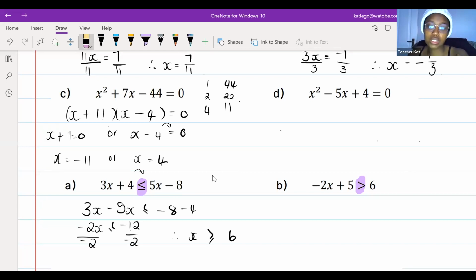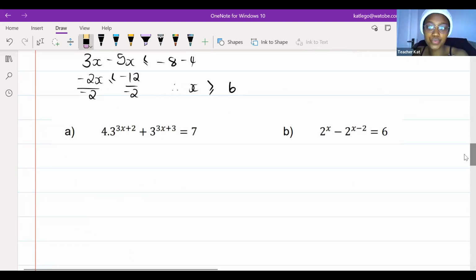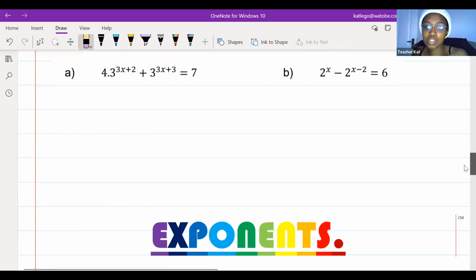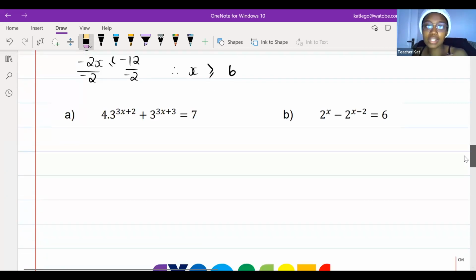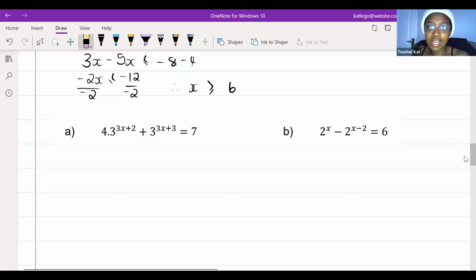All right, let me go down and see what was that. Okay, we're doing exponents today. Let's do one of exponents. Anybody know how to do these ones? I know these ones are nobody's friend, but it's fine.